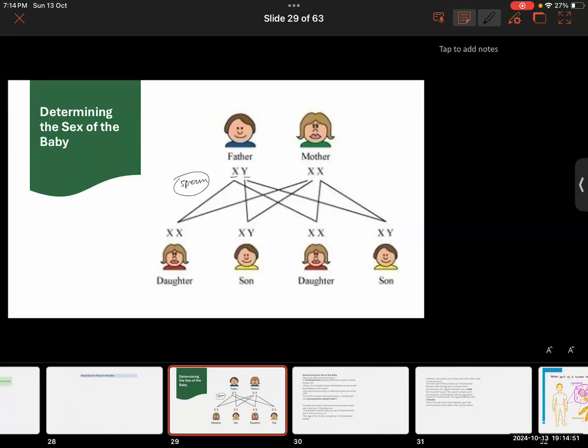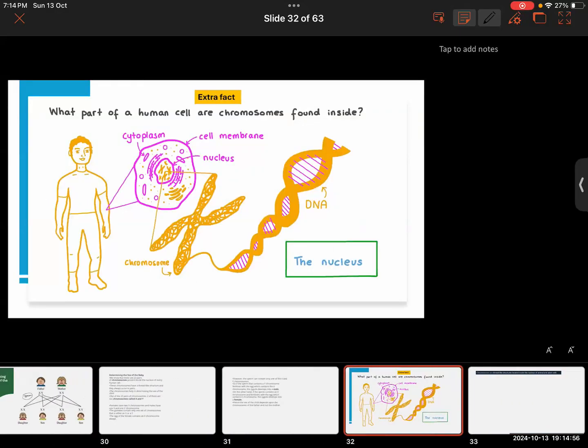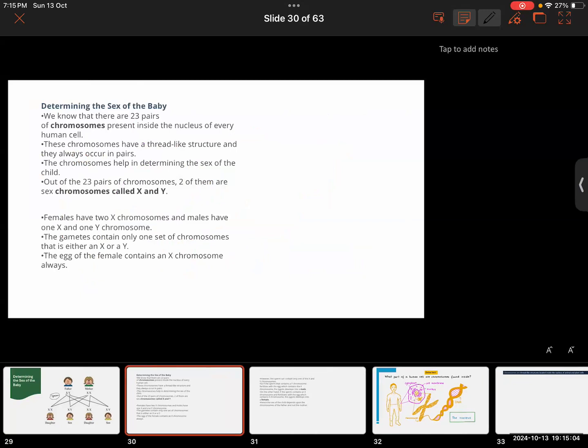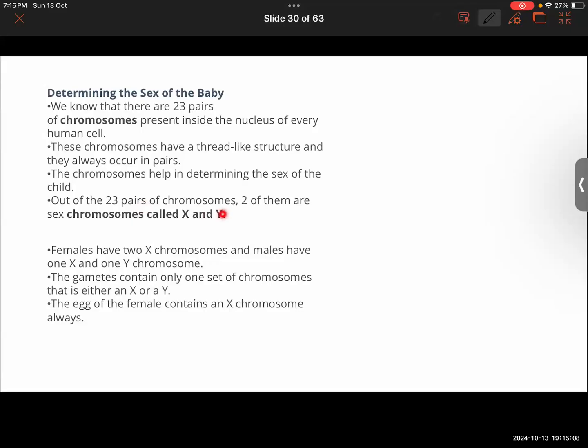We have learned about the determination of the sex of the baby also. In this, we learned that there are thread-like structures called chromosomes that are present in the nucleus of each and every cell. Further, we have learned that there are about 23 pairs of chromosomes in the body. Out of the 23 pairs, 2 of them are the sex chromosomes, namely X and Y chromosomes. In the case of females, they have 2 XX chromosomes, while in the case of the male, they are X and Y chromosomes.